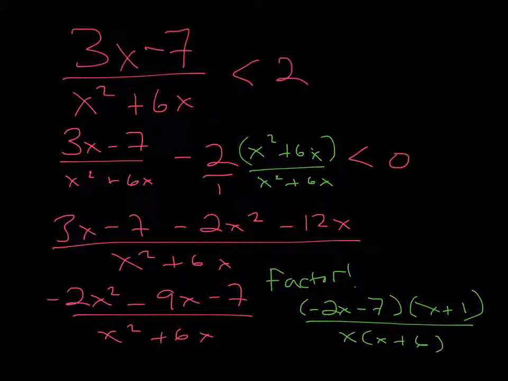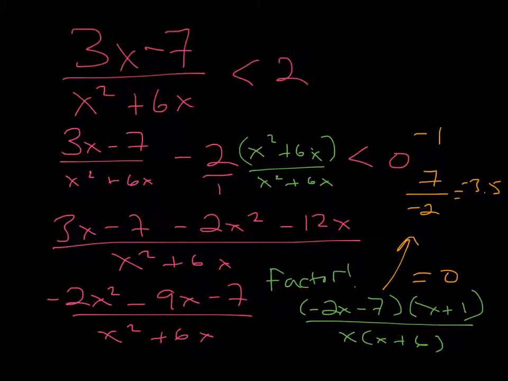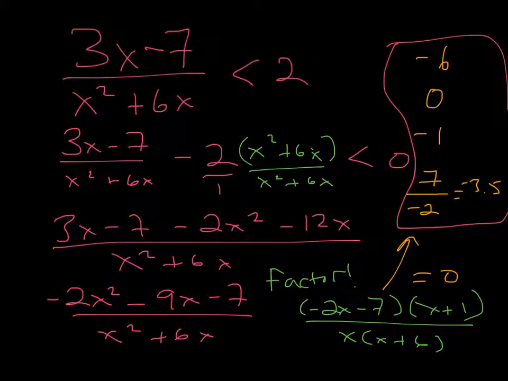So the critical points for that number line that I'm looking for, I'm going to list them up here. I'm going to set each little factor equal to 0: this one, this one, this one, and this one, all 4 equal to 0. So I am going to get positive 7 over negative 2, which is negative 3.5. I find decimals easier to put on a number line than fractions. I'm going to get negative 1, I'm going to get 0, and I'm going to get negative 6. So do you see where all 4 of those came from?